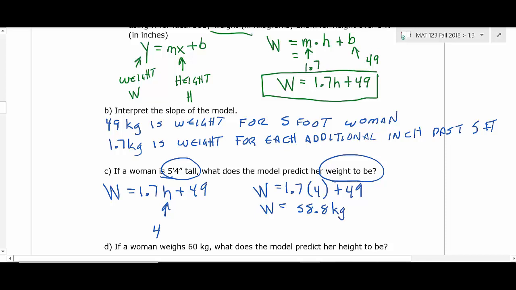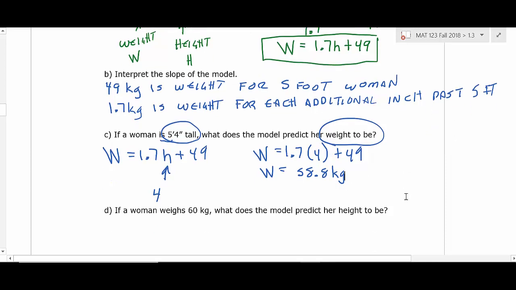So that's it. All right. Okay, so that's how you would compute that out. So this mathematical model only works for 5 foot and above. Okay, this says a woman is 60 kilograms. The question is, what is the height?